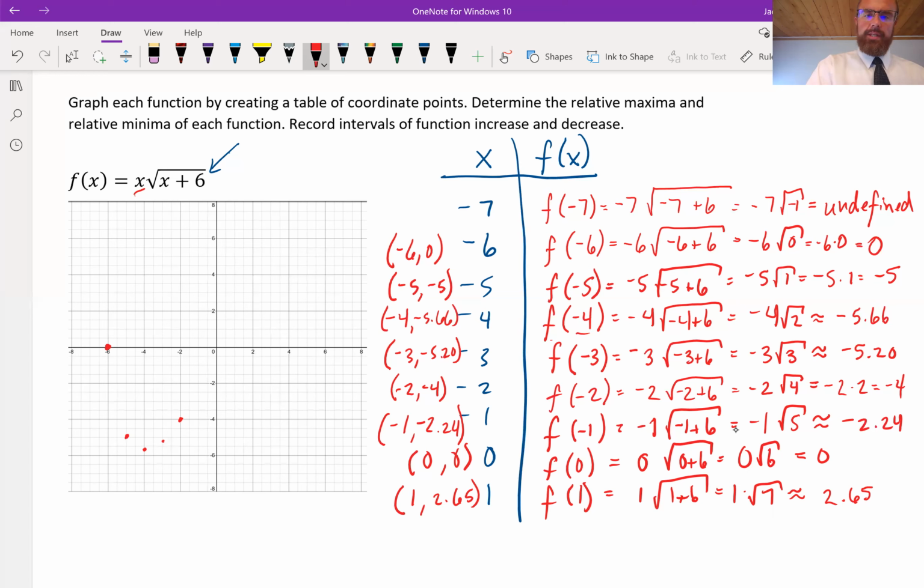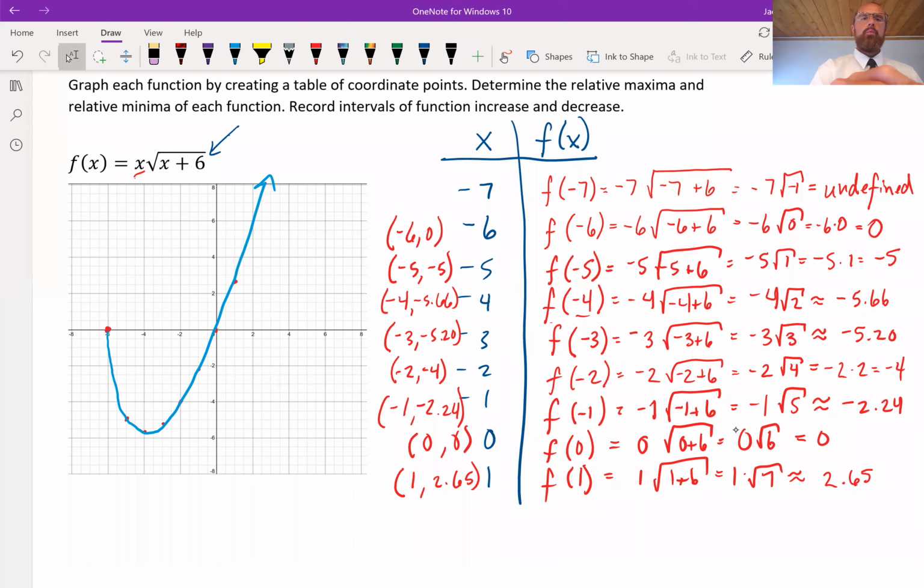Negative 1 is at negative 2.24. 0, 0 is on the graph. And 1, 2.65. So a little past 2.5. And that gives us opportunity to graph this function. So it looks like a kind of a candy cane or a shepherd's crook where it descends and then increases on the right-hand side. So that completes our first task, just to graph the function.